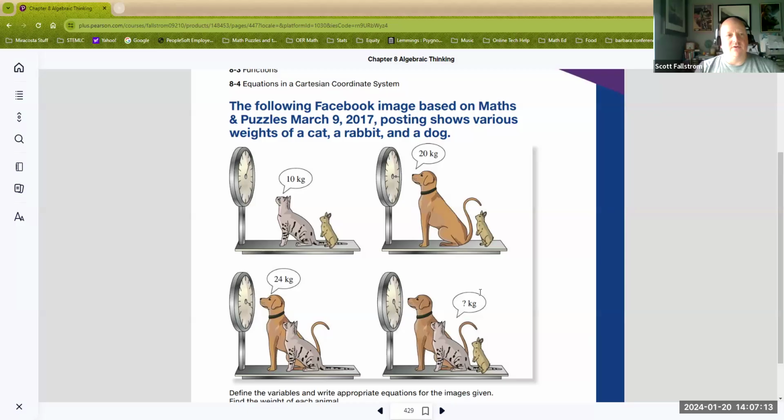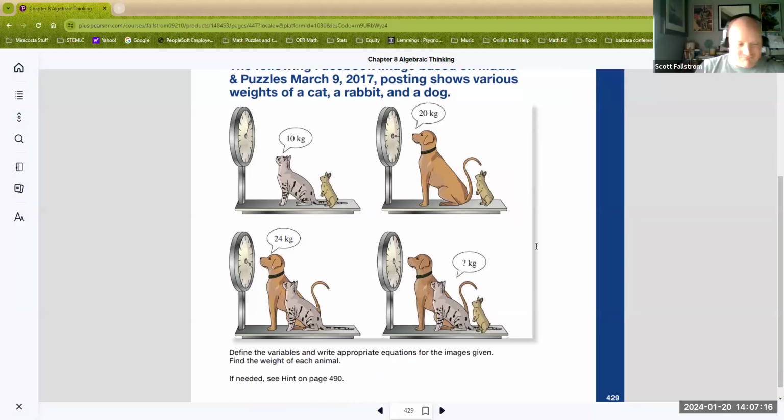So let me just give you an example here. This problem right here is a pretty fun one. You see what appears to be a cat and a rabbit being very friendly, stepping on a scale and weighing 10 kilograms. Then the rabbit gets on with the dog and they weigh 20 kilograms. Then the cat and the dog get on, they weigh 24 kilograms. And then how much if we put everybody together? That's the idea. So what we could do here is we don't have to treat this like algebra. However, what would it look like if we did treat it like algebra?